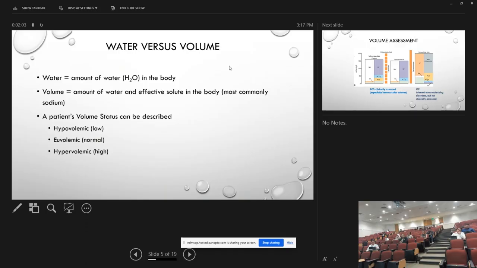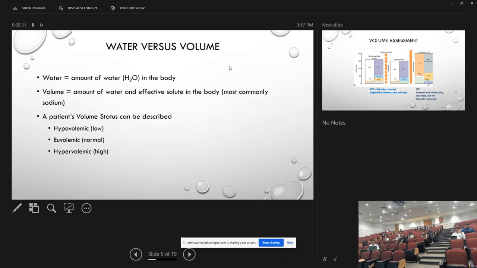So just some definitions. Water is really just the amount of water in the body itself. Volume is the amount of water and effective solute in the body. And the solute in the extracellular fluid is mostly sodium, right? That's the main determinant of osmolality. So sodium really regulates the amount of volume in the extracellular fluid.